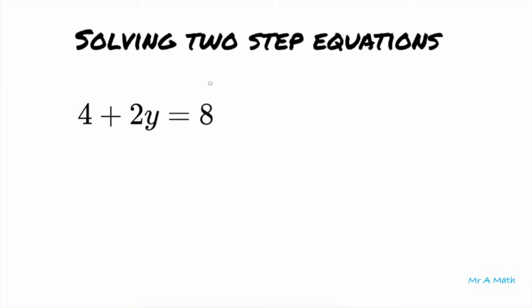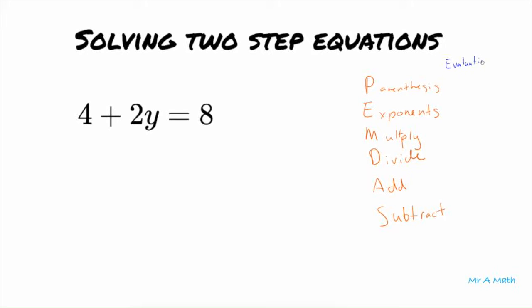All right, so let's look at solving some two-step equations. One thing to keep in mind, whenever we're evaluating equations, we always follow this special rule called the order of operations. You may remember it's parentheses, exponents, multiply, divide, add, and subtract. We usually follow this order when we're evaluating. We start with parentheses and we keep things in this order, right?